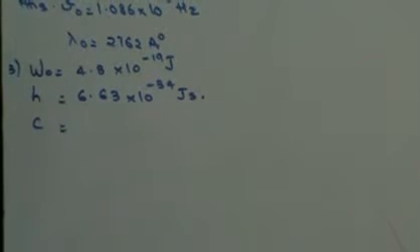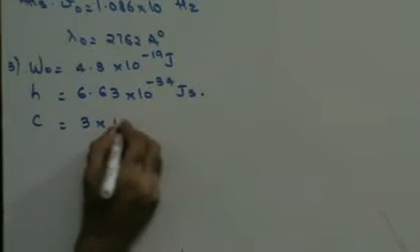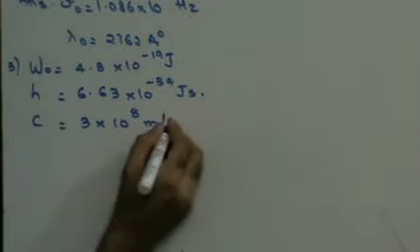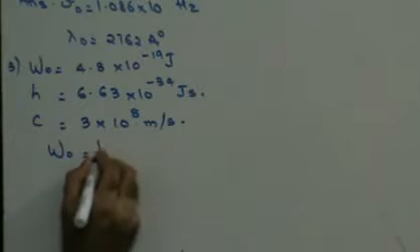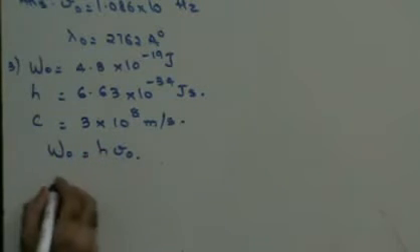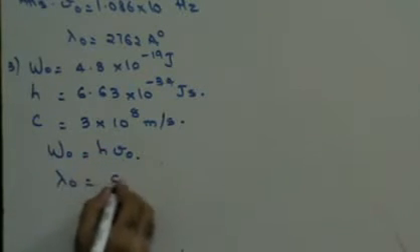Guys, we know that Planck's constant is 6.63 into 10 raised to minus 34 joules second. Velocity of light in air is 3 into 10 raised to 8 meters per second. Replica of the previous sum. You use the same formula that you have in the previous sum and solve the sum, right? That is, you will have to use the formula work function is h into v0 and lambda 0 is equal to c upon v0. Use the same formulas.